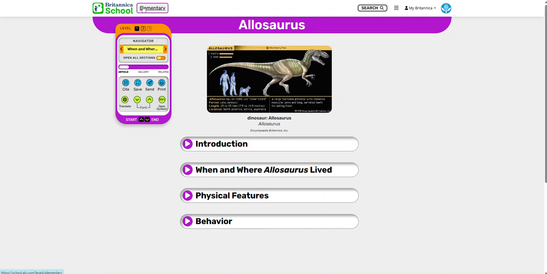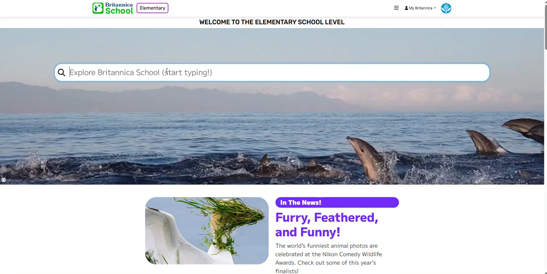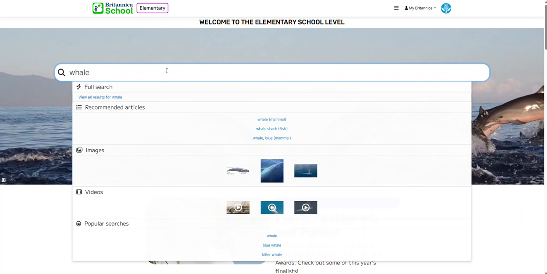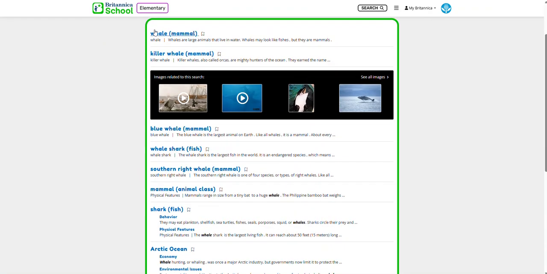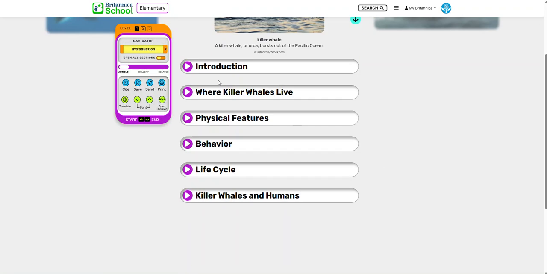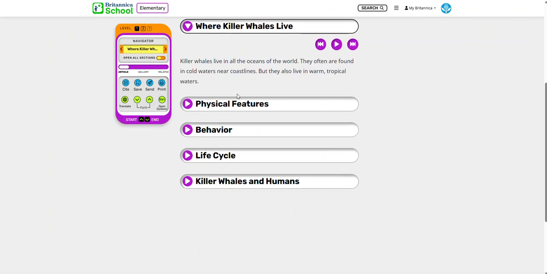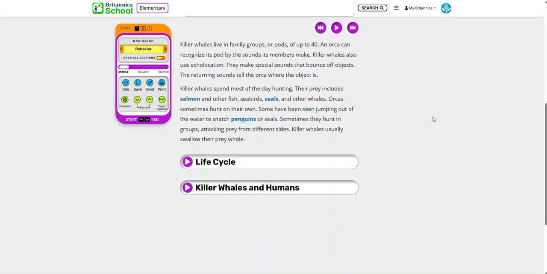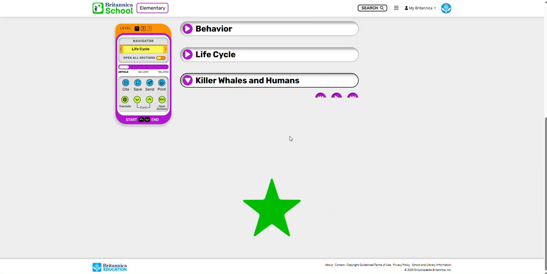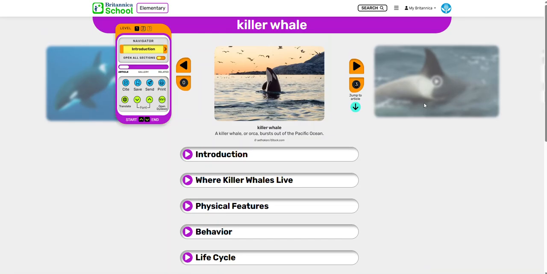Sometimes you have an idea of a topic you want to research that is indeed too broad, like whale. But in Britannica, you'll notice that we have whales, but then they also have information about specific types of whales. So I could go to killer whale, for example, and I have quite a bit of information, or topics at least, subtopics. But yeah, this is a good bit of information about killer whales. So Britannica is very helpful in that way also.